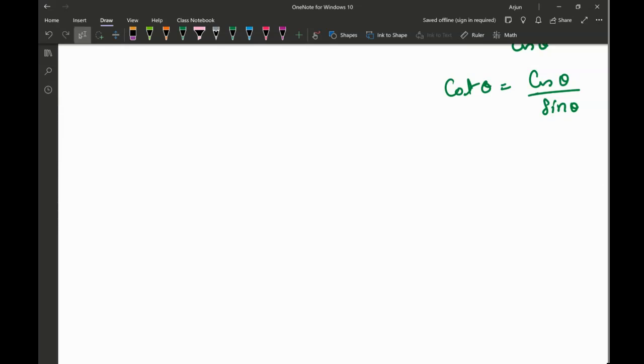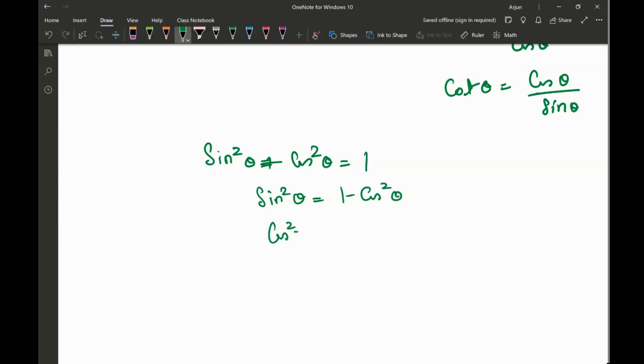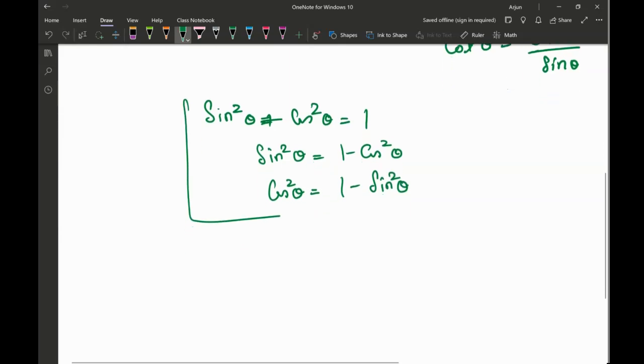And now we're going to talk about some Pythagorean identities. So sine square theta plus cos square theta is equal to 1. If I rearrange, I can also write that sine square theta is equal to 1 minus cos square theta, and I can write cos square theta equal to 1 minus sine square theta. So I can write them in this format also.